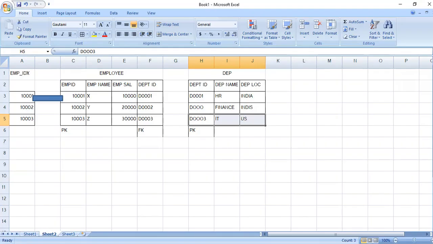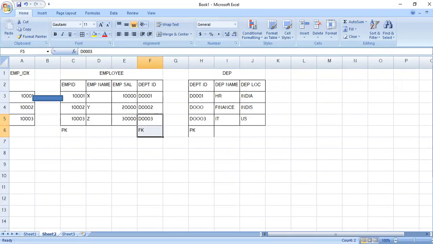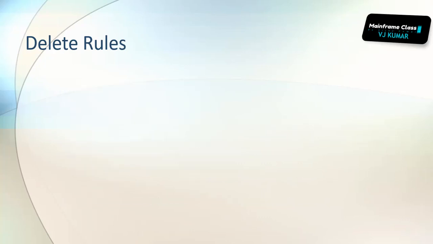On delete restrict: when there is a dependency and you try to delete this department, it will throw a message saying that you already have a dependency in the employee table, where your department ID is already used as a foreign key, so please don't delete this. This is a warning message it gives. Next, on delete set null: after the deletion, you set a null value on the child. These are the deleting rules that we use.